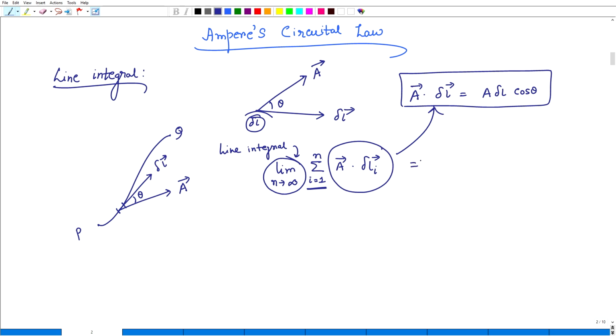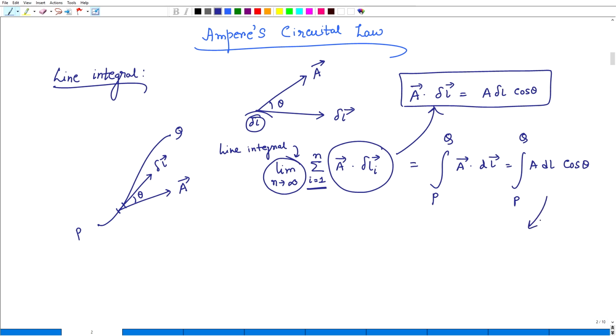So, what can we write? As n tends to infinity, we can replace our summation by integration, we know that very well. So, integration from P to Q, it will be A, and the delta will be replaced by d, dl. So, it will be integral from P to Q of A dl cos theta. So, this is our line integral or the path integral.